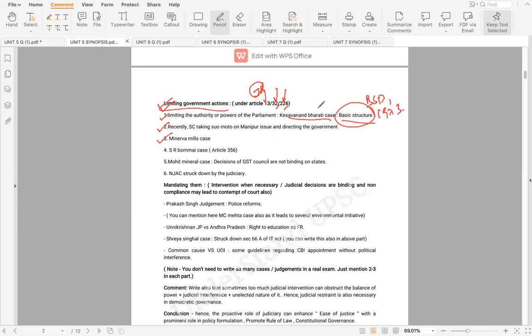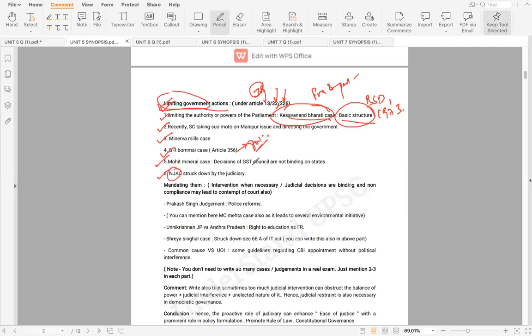Third is the minimum wage case. You can also talk about all the cases surrounding the Kesavananda Bharati case, right? Pre and post. You can talk about the S.R. Bommai case, wherein it has laid down the role of the governor and the powers and principles that it has in terms of limiting the actions of the government. Mohit Minerals case, wherein decisions of the GST Council are not binding on states.